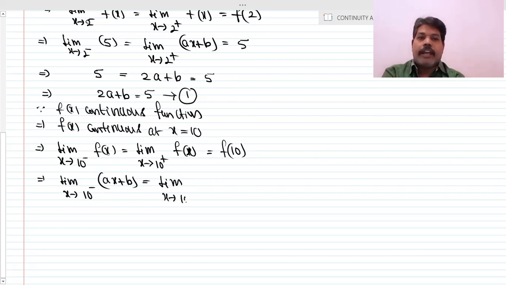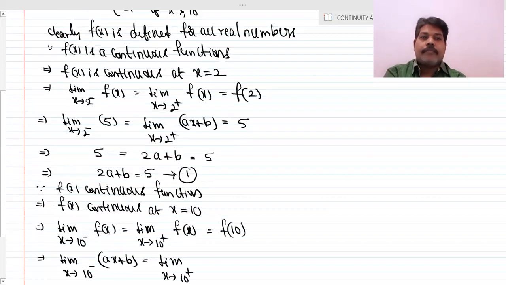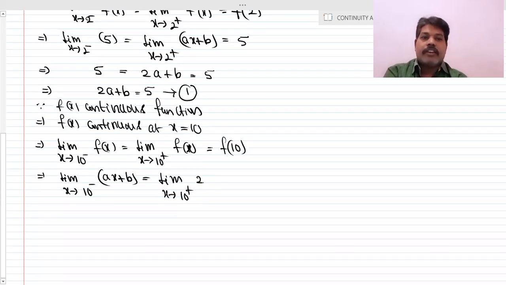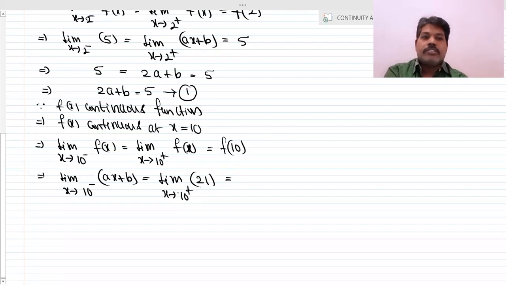That is equal to the limit as x tends to 10 plus, meaning x is greater than 10. If x is greater than 10, the f of x value is 21. So this value is 21. That is equal to f of 10. If x is equal to 10, in that case also the f of x value is 21.